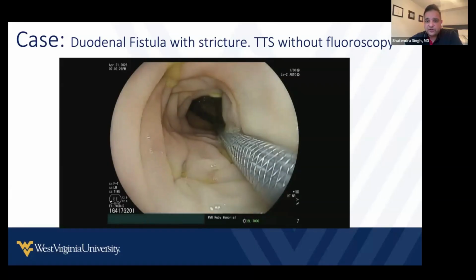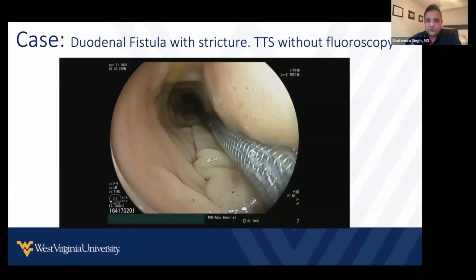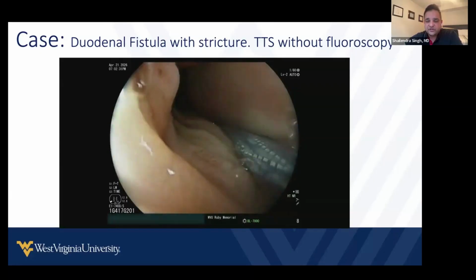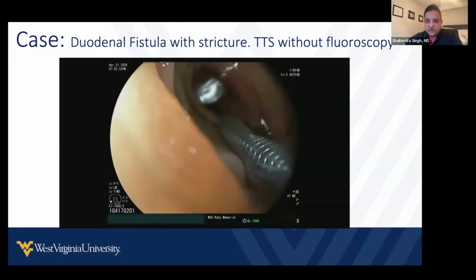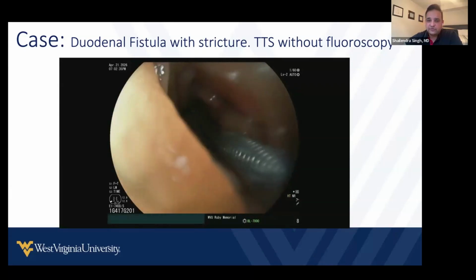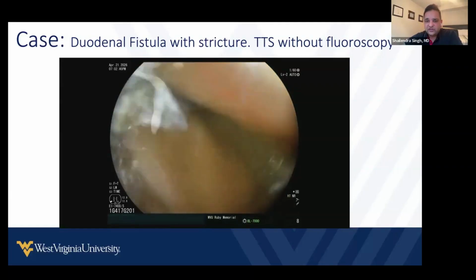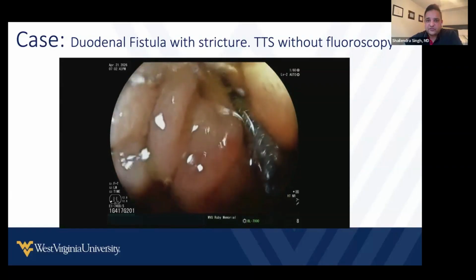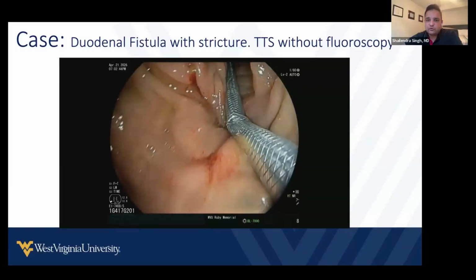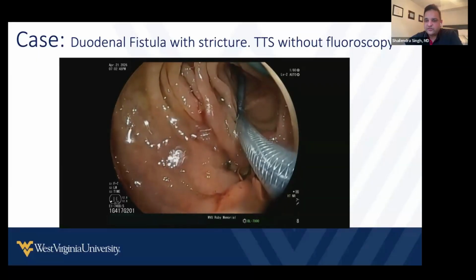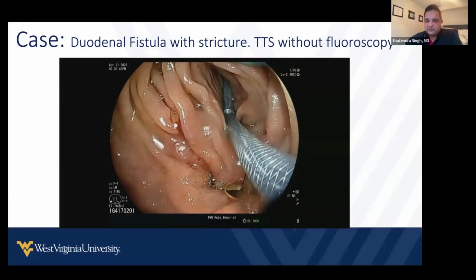So I need the maximum size of stent I can use here. So again, we went for a 22 mm stent to place across this stricture, as well as bridge the defect we have, the fistula we have in the duodenum. So I'm exchanging, pulling my scope back, pushing my stent, and then what I want to control is my yellow marker, or the proximal end of the stent, and I can see that I have a fistula.